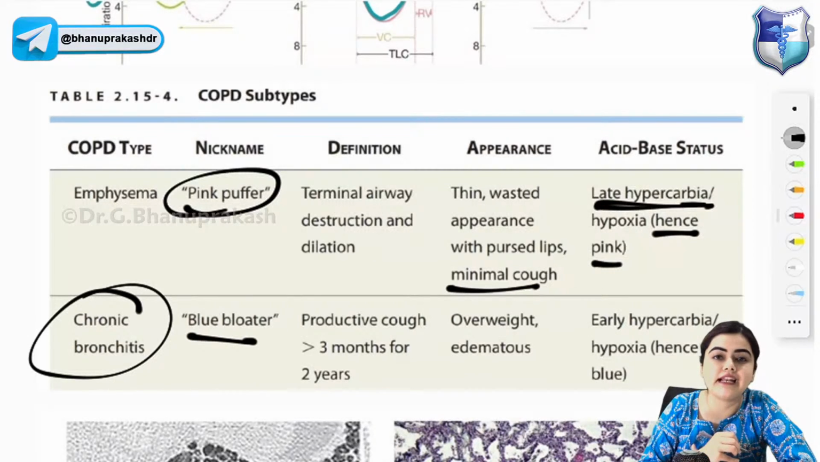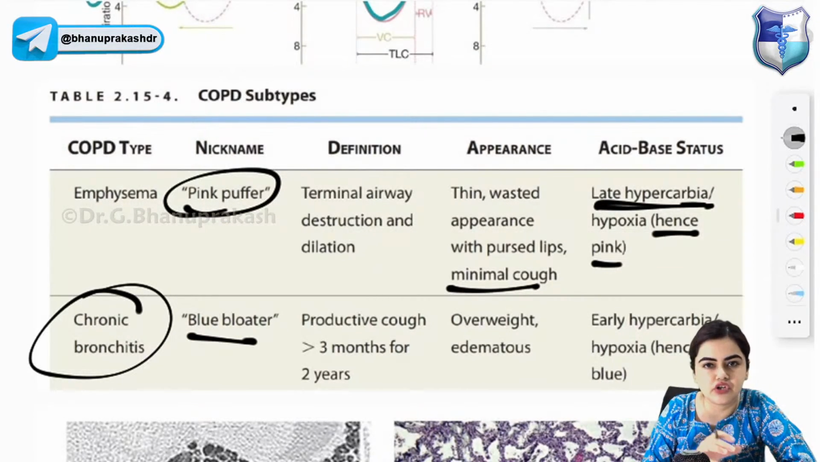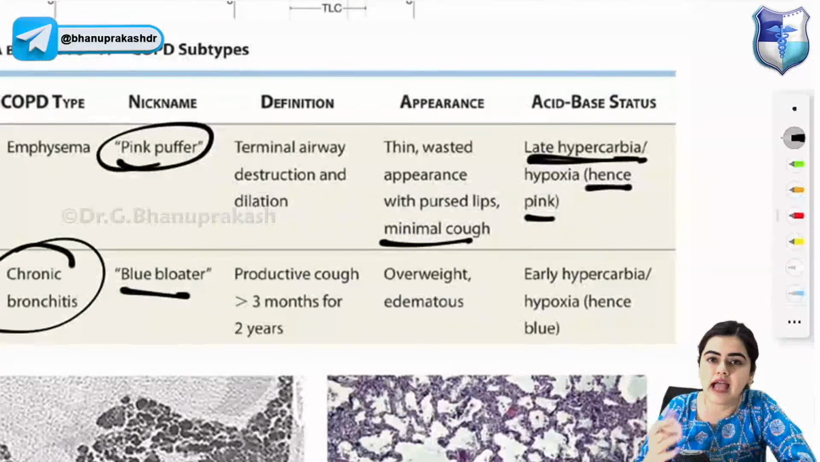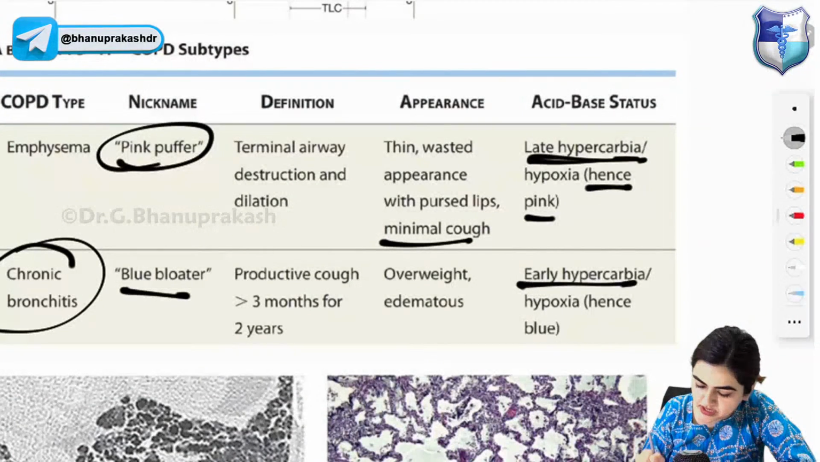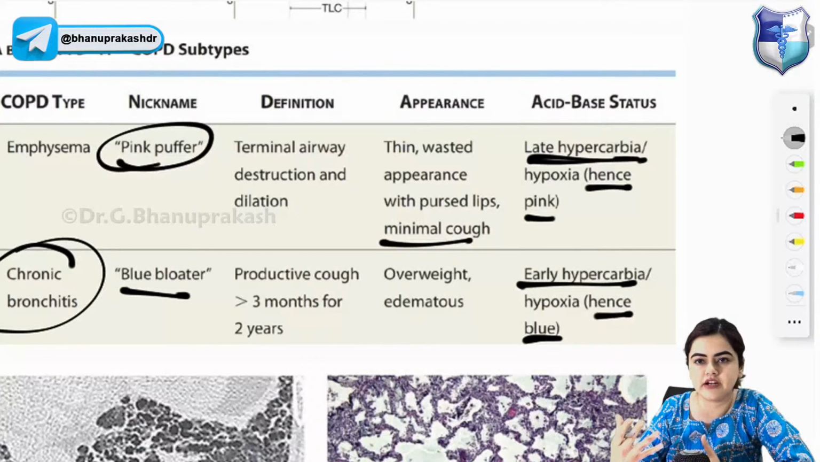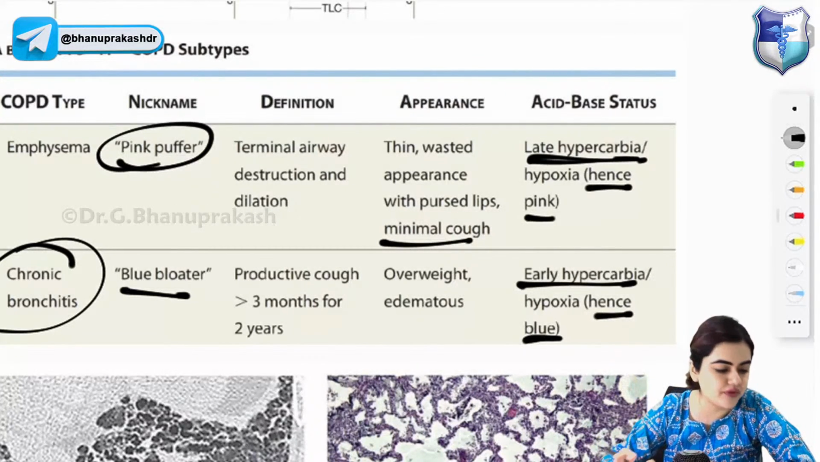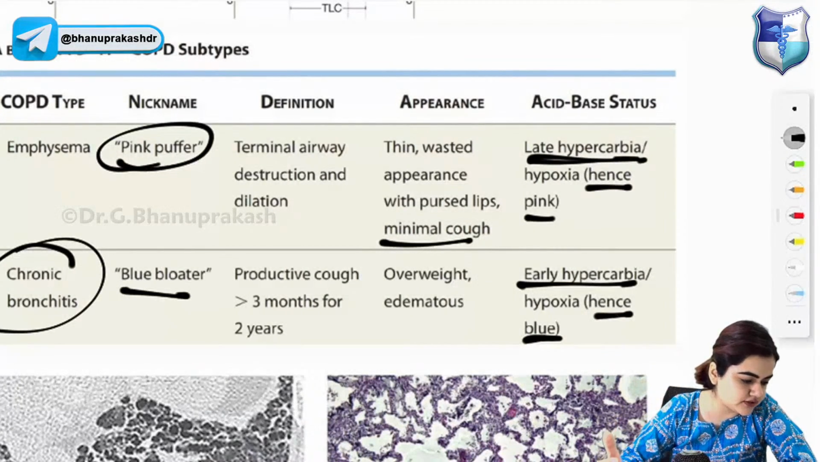So pink puffers, emphysema. Chronic bronchitis nickname is blue bloaters. Definition: productive cough for more than 3 months for 2 years. Overweight, fatty patient, edematous. Acid base status will show early hypercarbia or hypoxia. So in early stages itself, the patient will develop cyanosis. The color of the patient will be blue due to cyanosis. Okay.